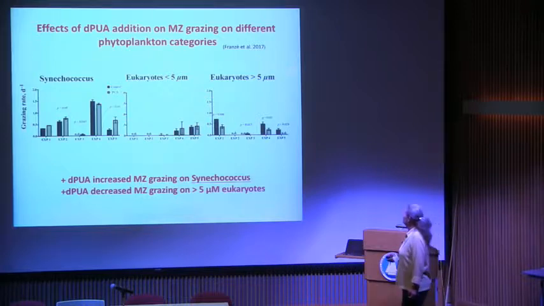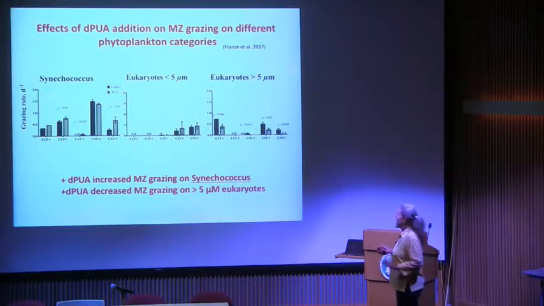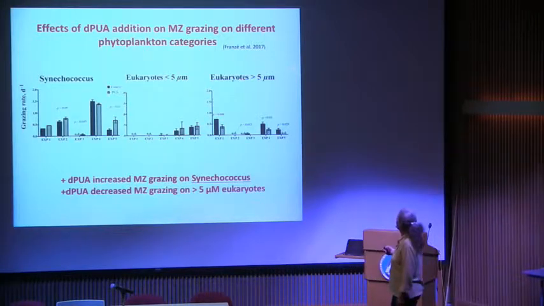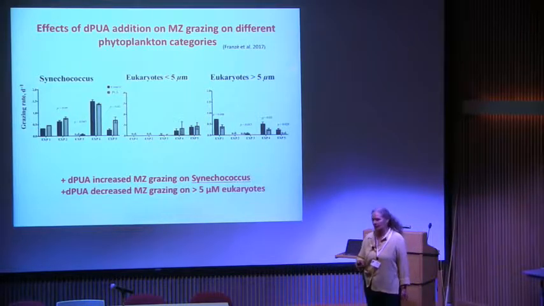Effects of PUA on microzooplankton grazing depended on what they were grazing. Actually, when we broke it down, on Synechococcus, in some cases, the grazing rate on Synechococcus by microzooplankton actually increased. There was not much effect on small eukaryotes, but on larger eukaryotes, bigger than 5 microns, this would include the diatoms. In 4 of the 5 experiments, we saw a decrease in microzooplankton grazing on them.